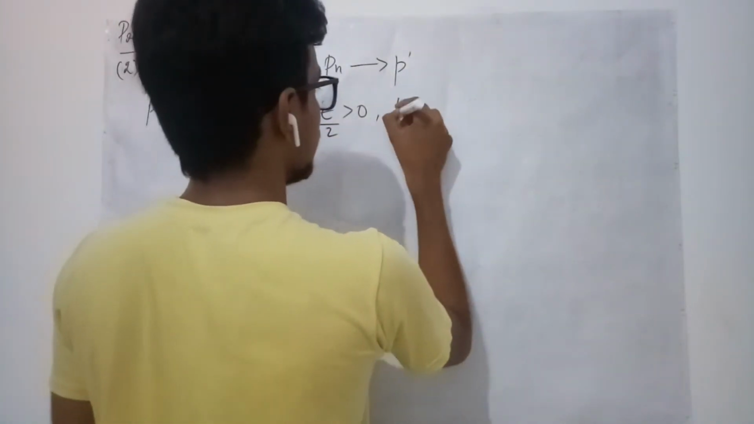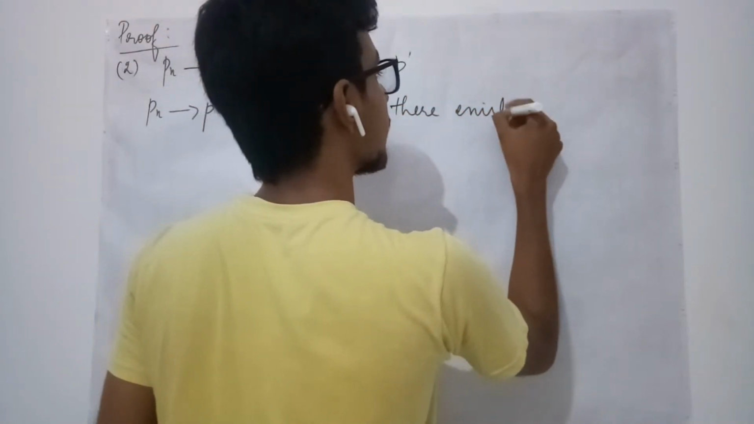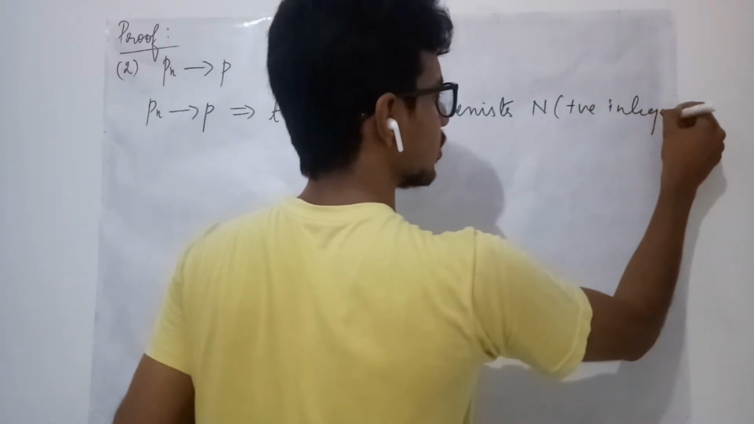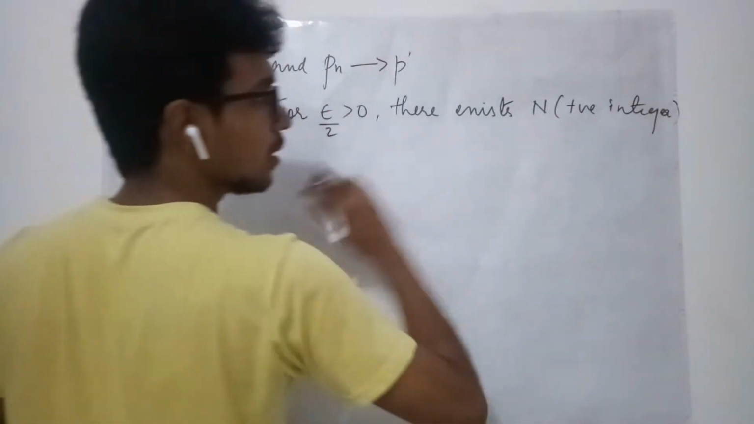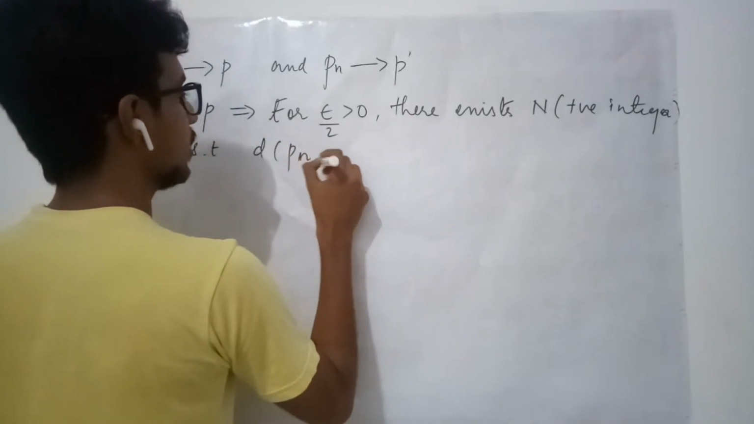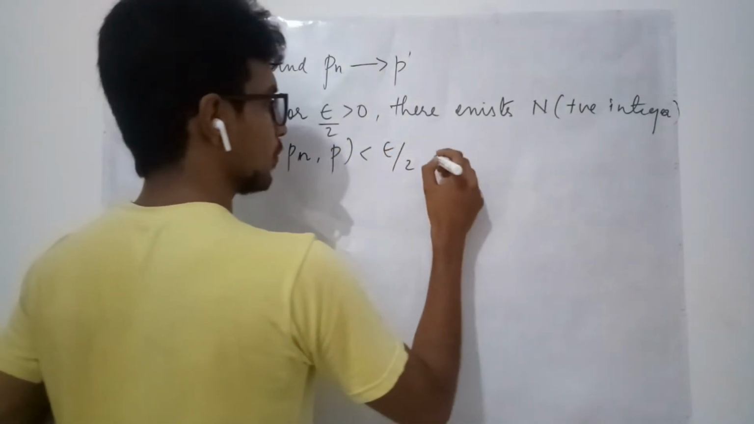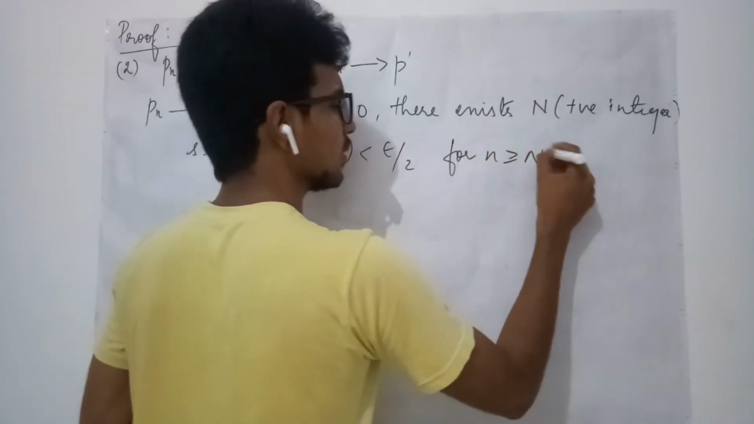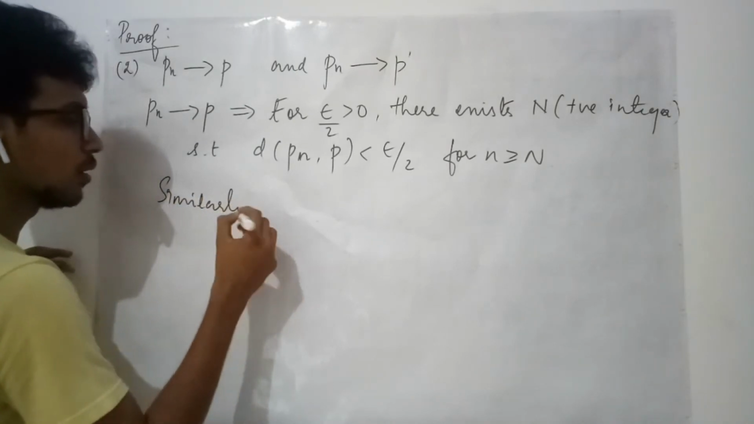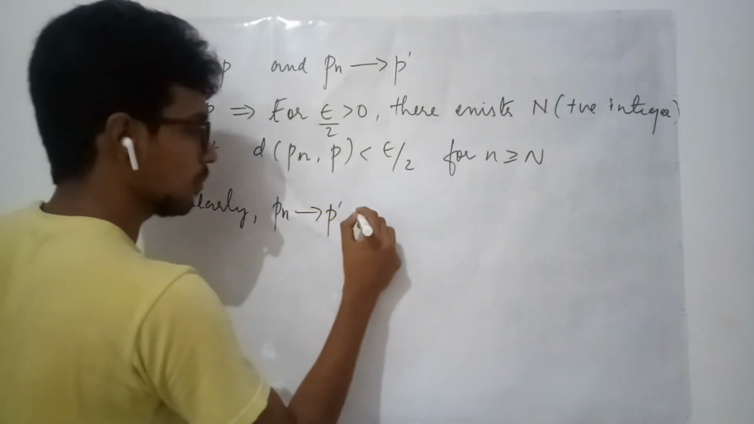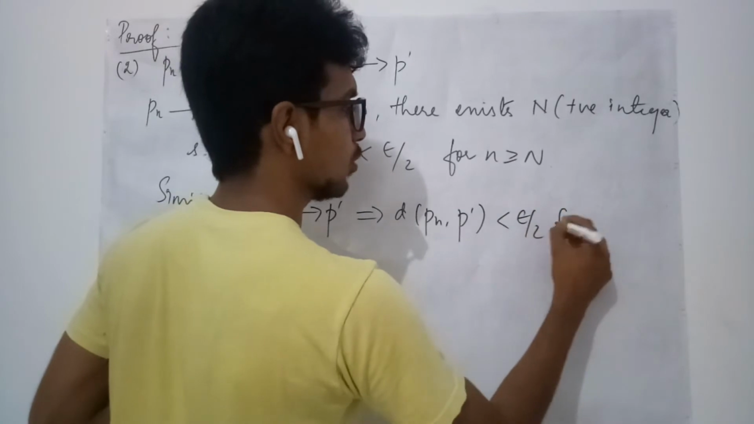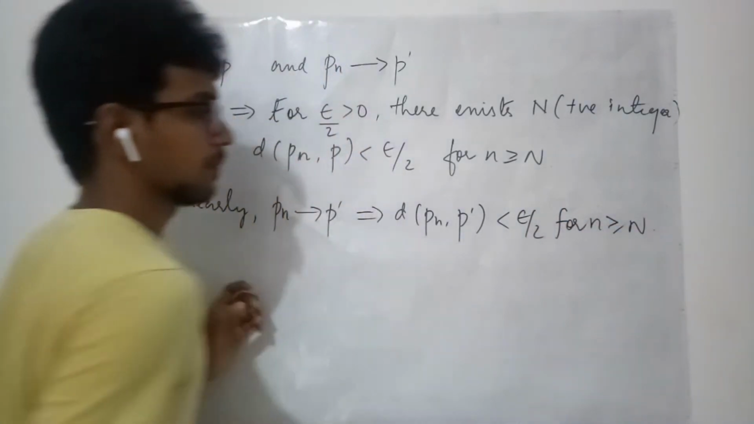For epsilon by 2 greater than 0, there exists a positive integer N such that d of Pn comma P is less than epsilon by 2 for n bigger than or equal to N. Similarly, Pn converges to P prime tells you d of Pn comma P prime is less than epsilon by 2 for n bigger than or equal to N.